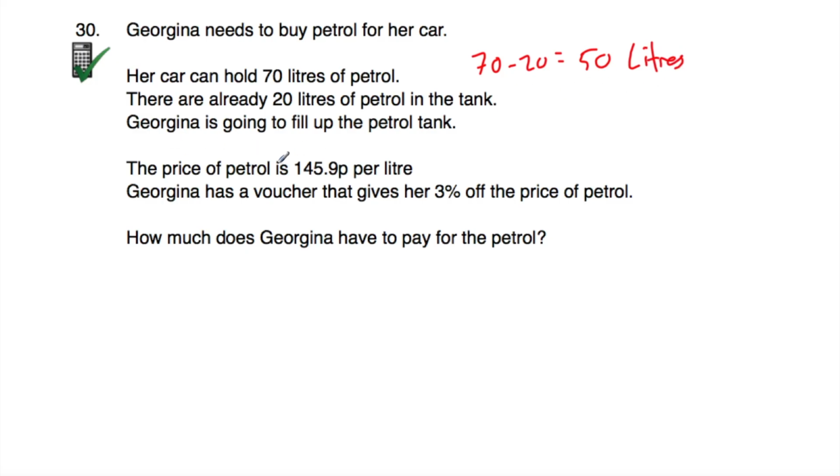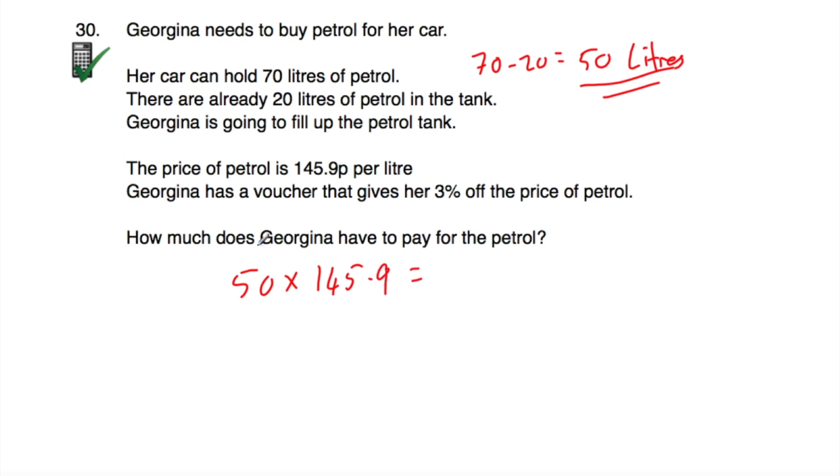And then we're told the price of petrol is 145.9p per litre. So that's the price of the petrol. And Georgina's got a voucher that gives her 3% off the price of the petrol. How much does Georgina have to pay for the petrol? Okay, so she needs to buy 50 litres because there was 20 litres of petrol in the tank. It can hold 70, so she needs to put another 50 in. And if we do 50 multiplied by 145.9, that'll tell us the price of the petrol without the voucher.